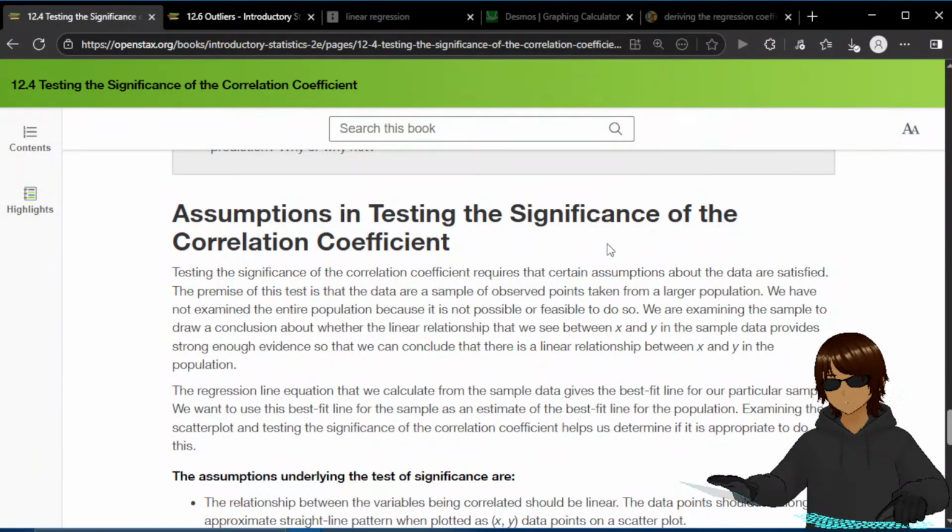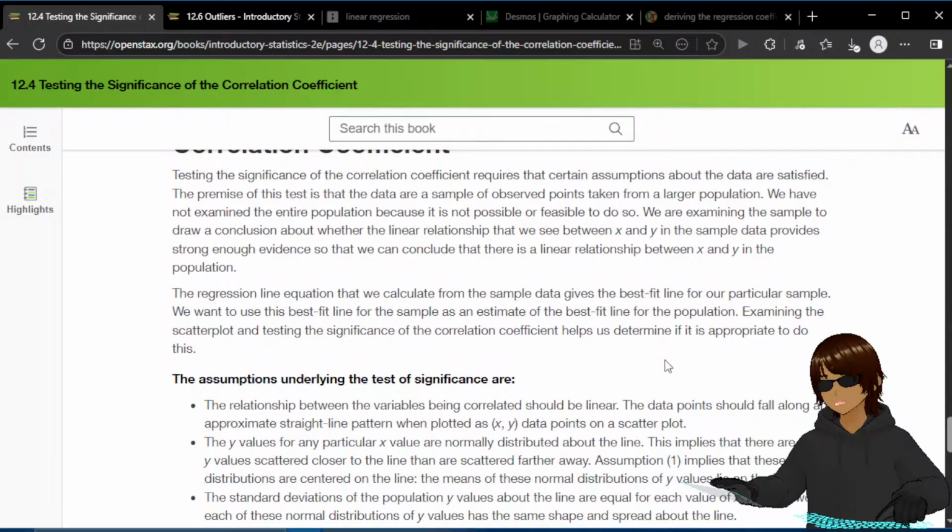Assumptions in testing the significance of the correlation coefficient. Testing the significance of the correlation coefficient requires that certain assumptions about the data are satisfied. The premise of this test is that the data are a sample of observed points taken from a larger population. We have not examined the entire population because it is not possible to do so. We're examining the sample to draw a conclusion about whether the linear relationship that we see between x and y in the sample data provides strong evidence that there is a linear relationship between x and y in the population.